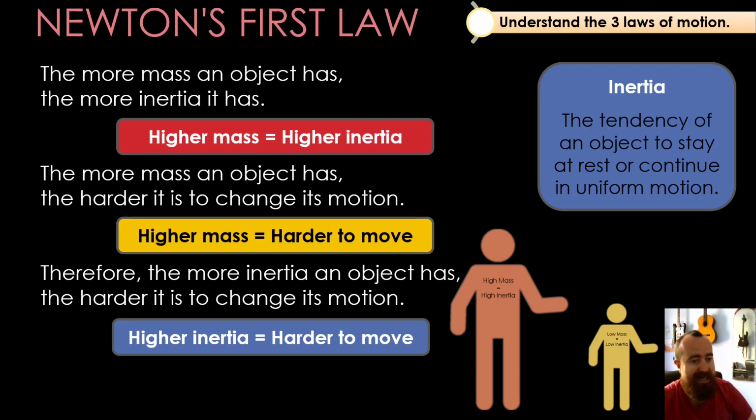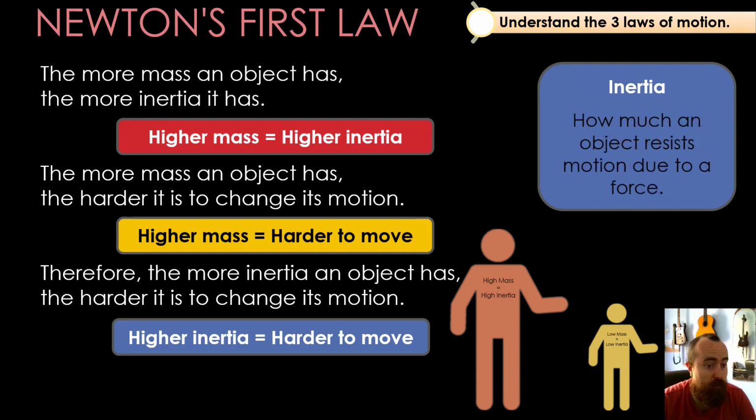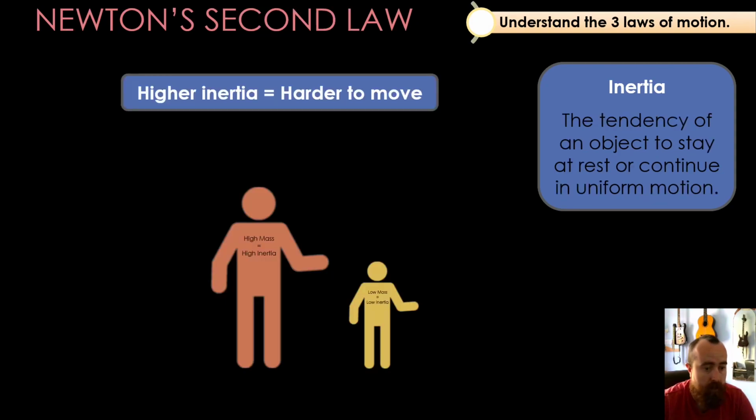Our definition is the tendency of an object to stay at rest or continue in uniform motion. Let's make that a bit easier to understand. Let's go with how much an object resists motion due to a force. So if we apply a force to an object, how much does it resist being moved? If it has a lot of inertia, it will resist a lot. If it has a low amount of inertia, it won't resist very much. It'll be moved a lot more. So let's test this out.